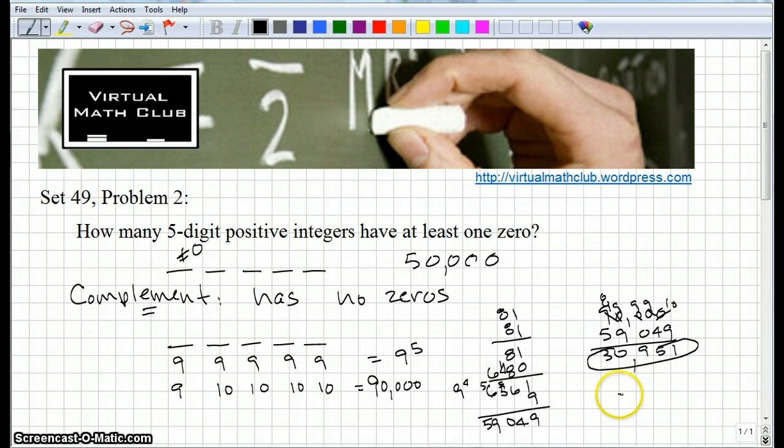Okay, so we used complementary counting. It was easier in this case, rather than to count the number of ways we could get at least one 0, to count the ways we could have no zeros and then subtract that from the whole. So this was our calculation for the whole, which is basically the number of 5-digit positive integers total. So 90,000 minus 59,049 gives us 30,951. So there you go.